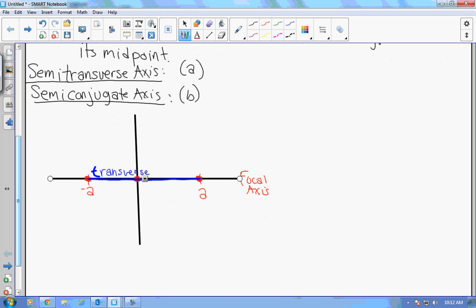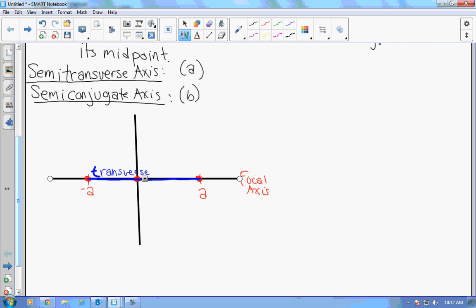So it kind of is like the major axis because it's the wider side. The transverse is the wider side. So how long would the semi-transverse be? Half. Yep, from one of the a's to the center.